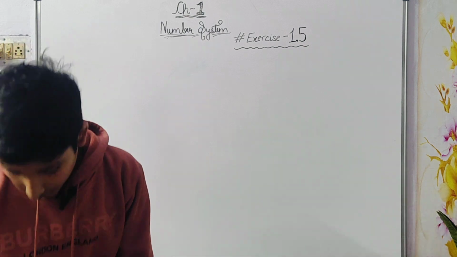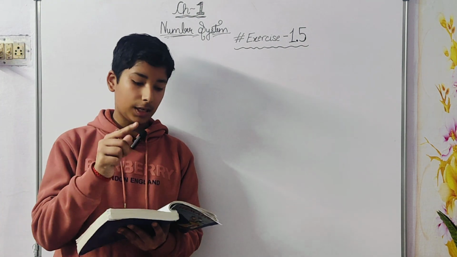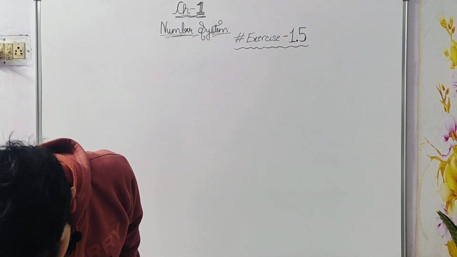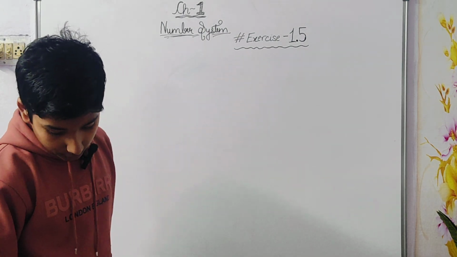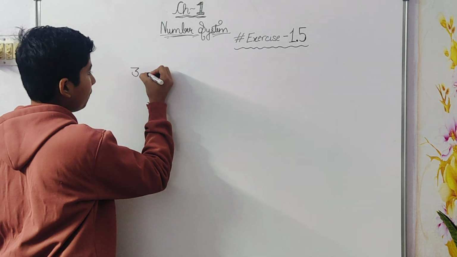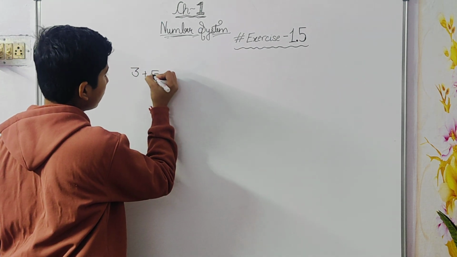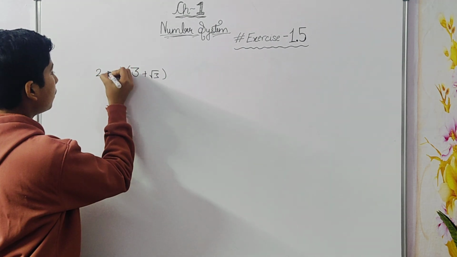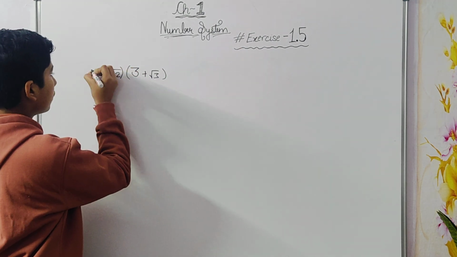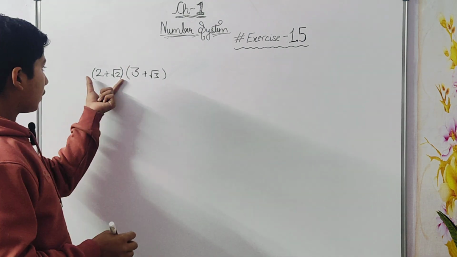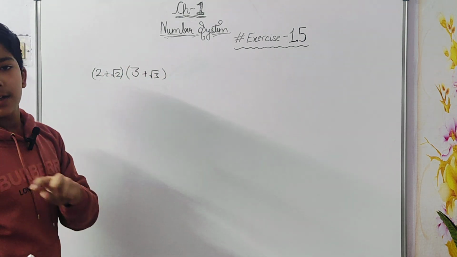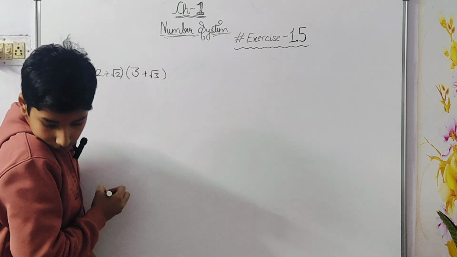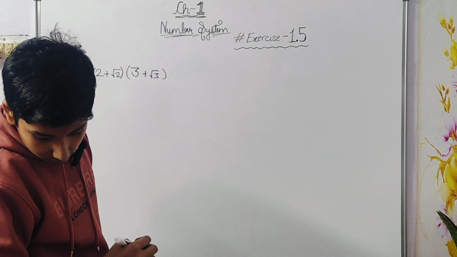So now I'll tell you the question. Simplify each of the following expressions. There are a total of 4 expressions. 3 plus root 3, 2 plus root 2. 3 plus root 3 multiplied by 2 plus root 2. These are getting multiplied. So you can write this one on this side or this side. It is the same thing. This is the first one. Now second one, 3 plus root 3 into 3 minus root 3.